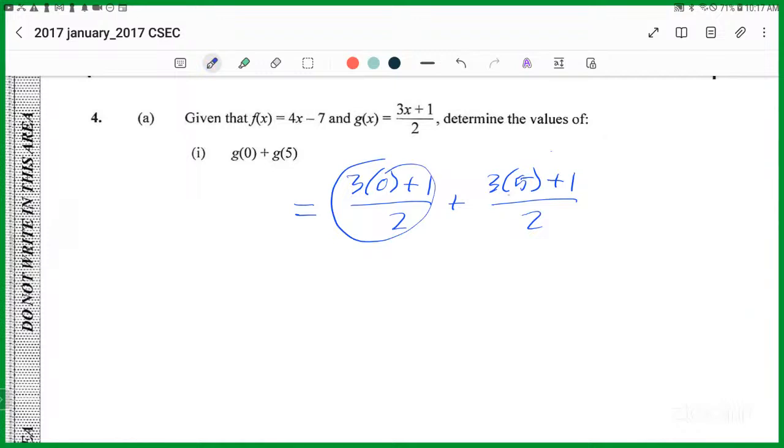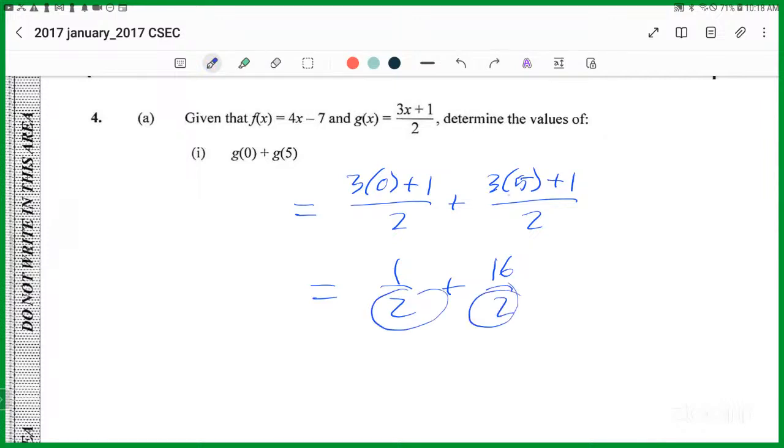So these two fractions are already related. Both of them have 2 on the denominator. This numerator is going to be 1, because 3 times 0 is 0, so 1 over 2. Plus this numerator is going to become 16: 3 times 5 is 15, plus 1 is 16. 16 over 2. The denominators are the same, so just add the numerator values and put a common denominator. 17 over 2 is the answer for that one. All right, guys.